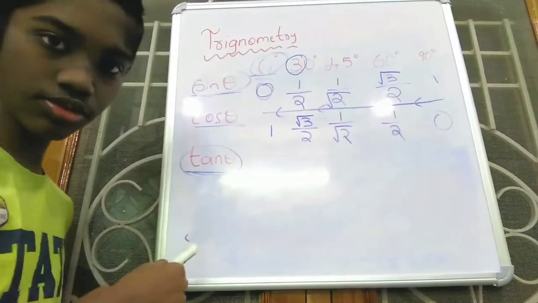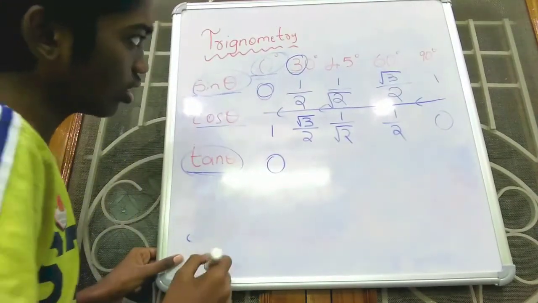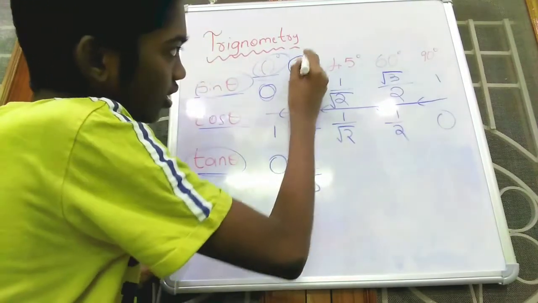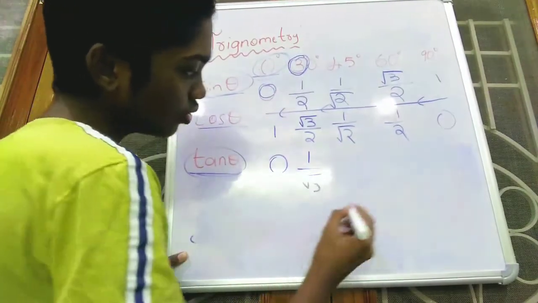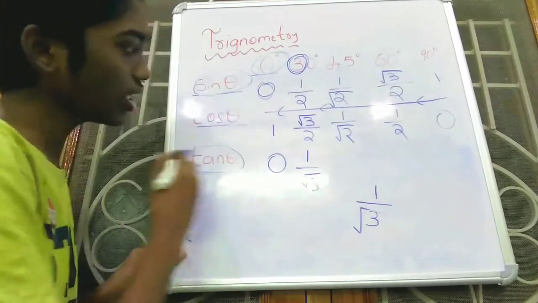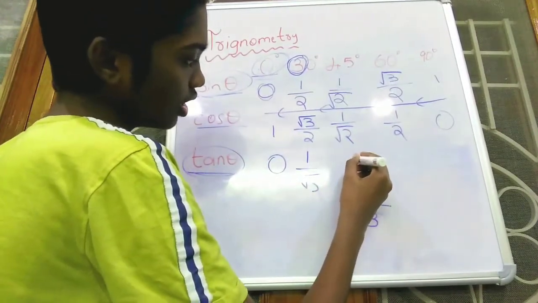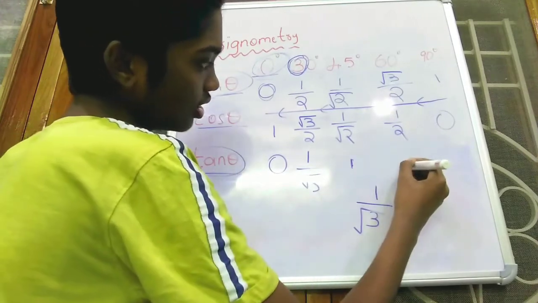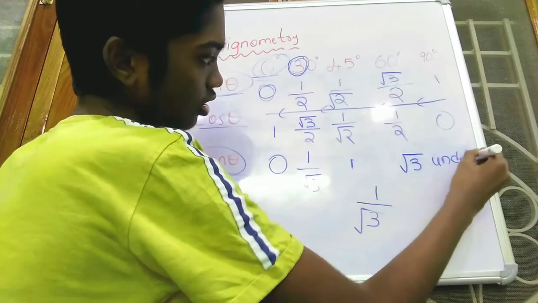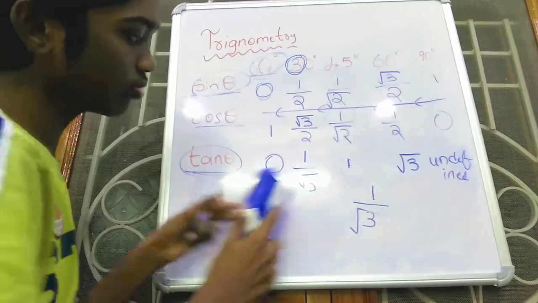Coming to the tan values, tan 0 is very easy to remember, that is 0. Tan 30 is equal to 1 by root 3. In 30 there is the digit 3. So you write first 1 divided by the digit 3, then add a root. Then we will get the value of tan 30. Coming to tan 45, it is also very easy to remember, that is 1. Tan 60 is equal to root 3 and tan 90 is undefined. So these are the tan values.